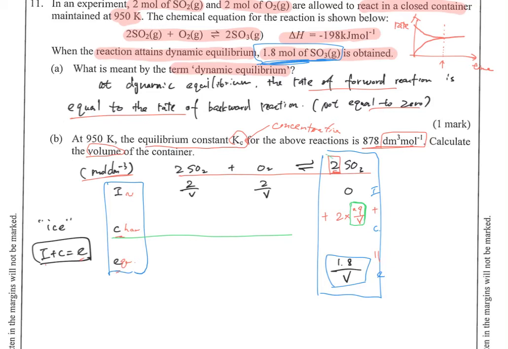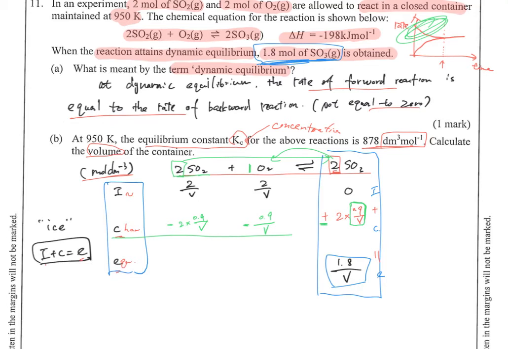Now let's see the left hand side of this change. For oxygen, the ratio is 2 to 1, so it's only 1, so no multiplication, just 0.9 over V, right? And for SO2 here, can you see 2 and 2, same, so still 2 times 0.9 over V. Now don't forget SO2 and O2 are reactants, so their concentration will decrease with time, so we use negative, and for product we use positive.